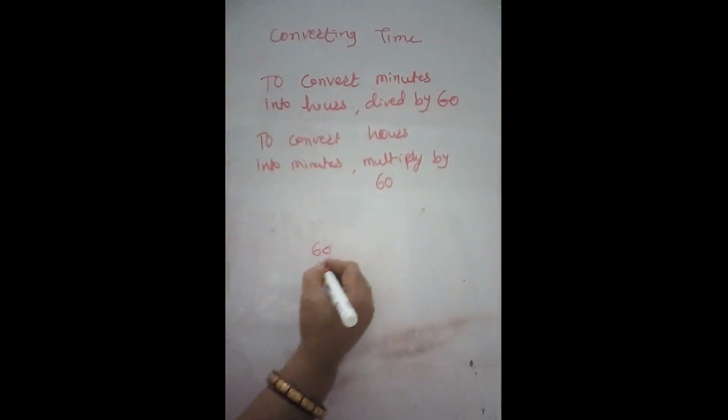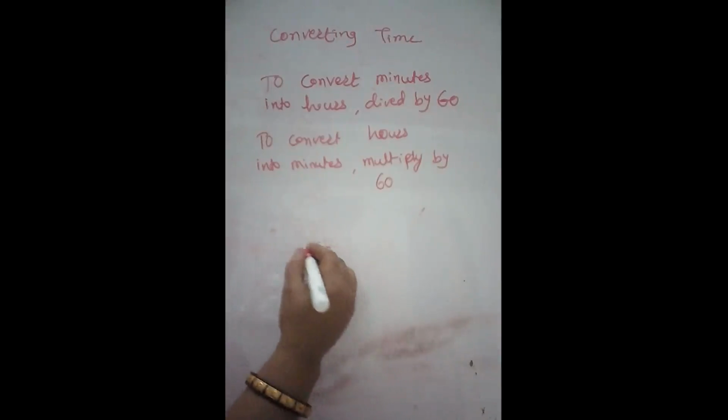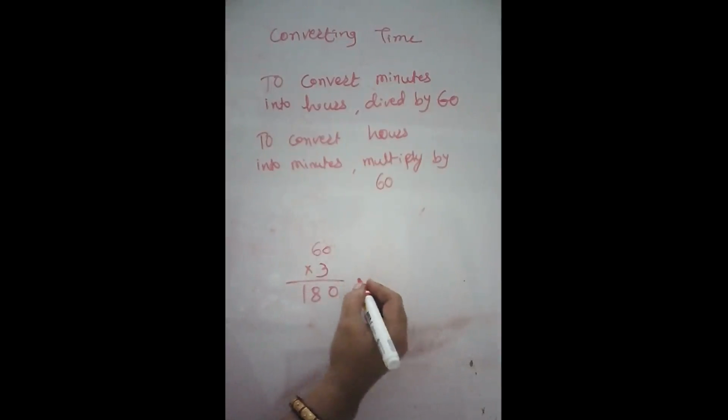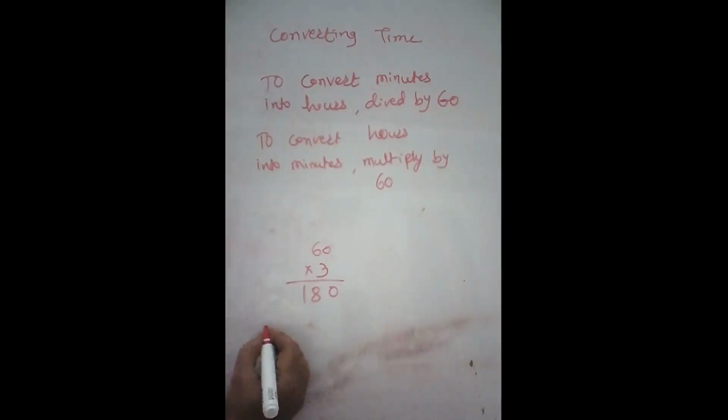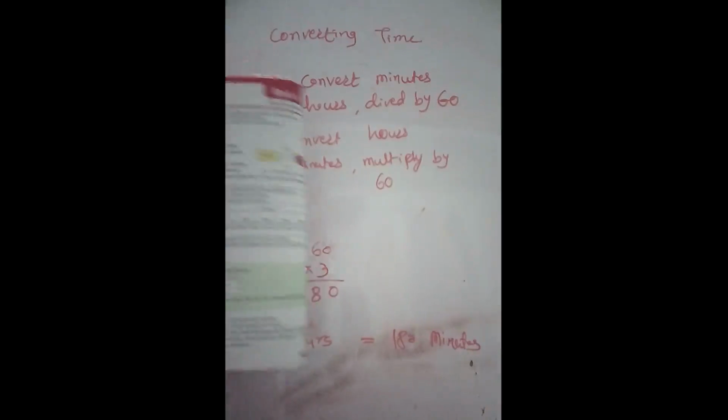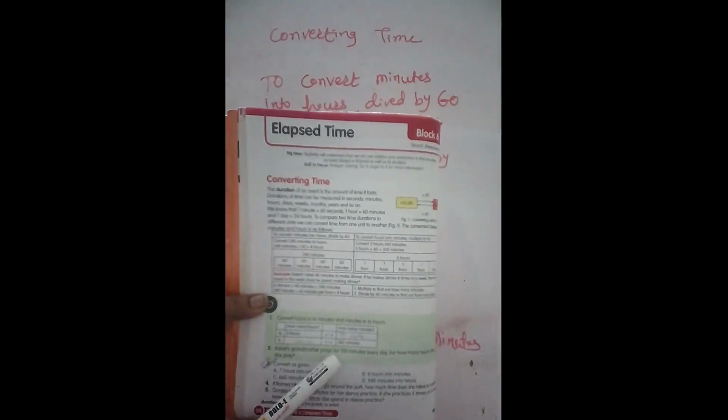60 multiplied by 3 is 180. So 3 hours is equal to 180 minutes. And the second question is 360 minutes means how many hours.